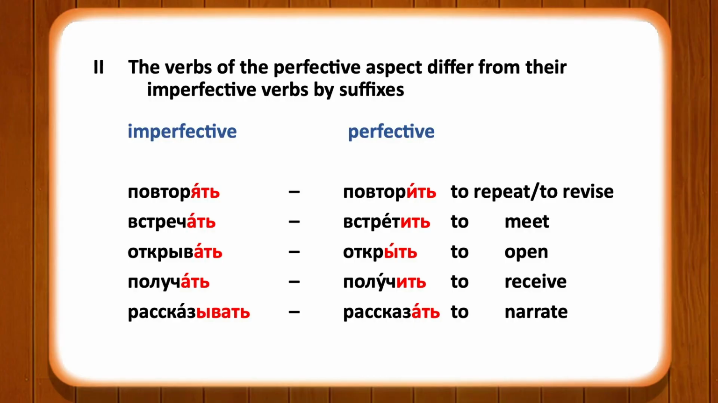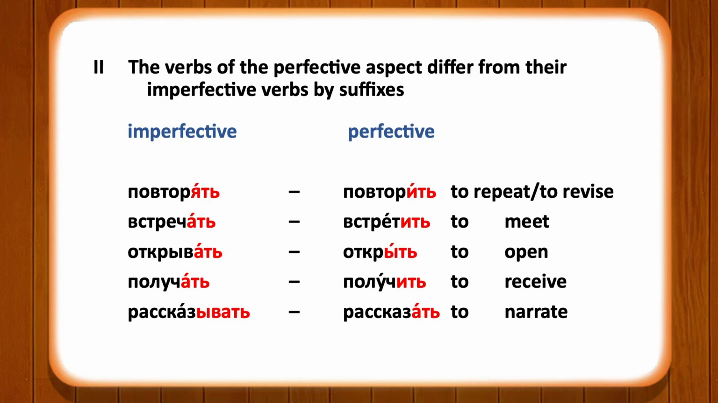The second way the verbs of perfective aspect differ from the imperfective verbs is by suffixes. We will see now how the two counterparts differ based on the suffixes. You can see the verb pavtaryaj. Pavtaryaj means to repeat, to revise. The perfective counterpart of this verb is pavtarij.